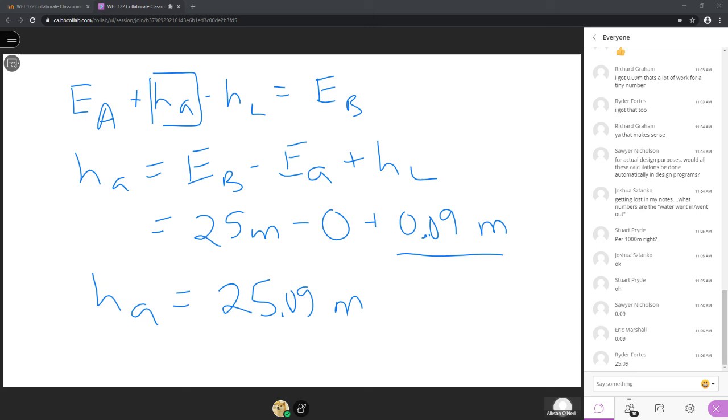Now, our head losses have been quite low for this particular example because our pipe is so short and our velocities are so low. But if our velocities were higher and our pipe was longer, these numbers can get quite high if you have more pipe and higher velocities.